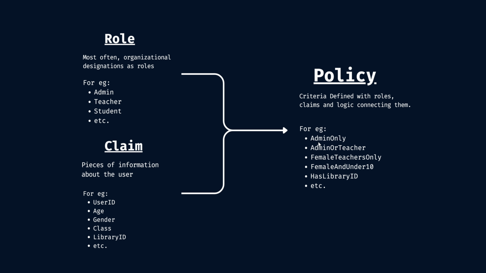For example, admin only means only the user with the admin role can access the particular Web API method. Then we have admin or teacher, female teachers only. All of these policies will be defined and corresponding Web API methods will also be created in rest of this video. So without further ado, let's get into it.